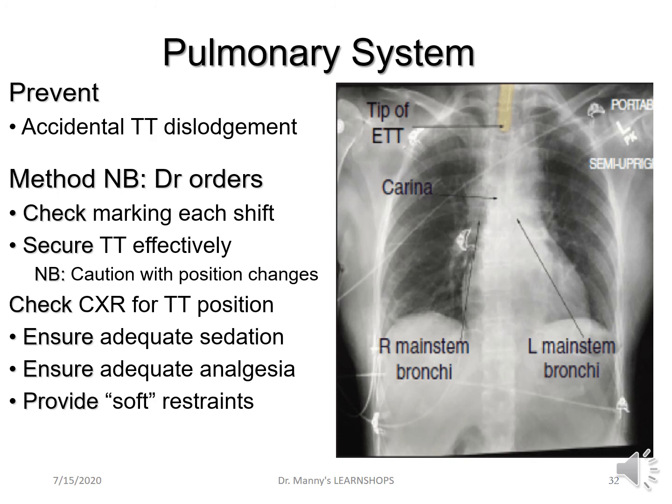It's also important to prevent accidental dislodgement of the tracheal tube. Follow the doctor's orders again. Check the marking each shift, secure the tracheal tube effectively, and always be cautious when you're changing the patient's position. And always check on a daily basis the chest X-ray for the tracheal tube position, or if required to check that the tube's in the right position, the chest X-ray following its implementation.